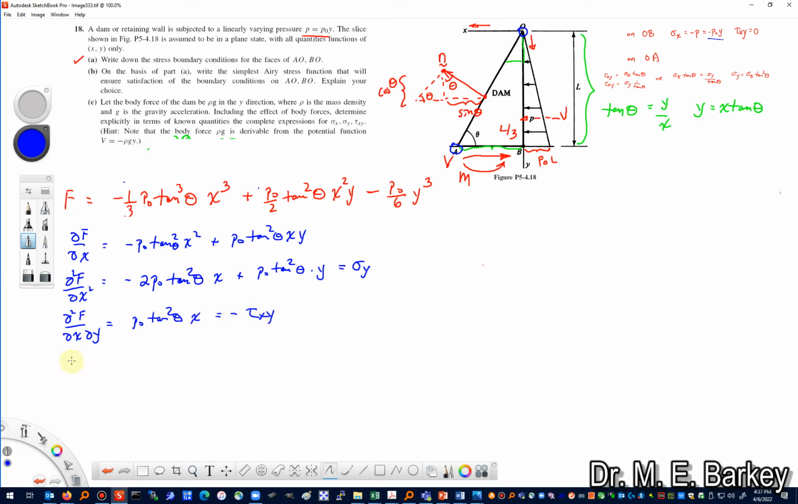And then we need the partial derivative of f with respect to y, and that would be p naught over 2 tangent squared theta x squared minus 1/2 p naught y squared. And then finally the second partial derivative of f with respect to y twice, zero contribution here, and then we have a minus p naught y, which would be sigma x. Okay, so these are the stresses without accounting for the body force terms.